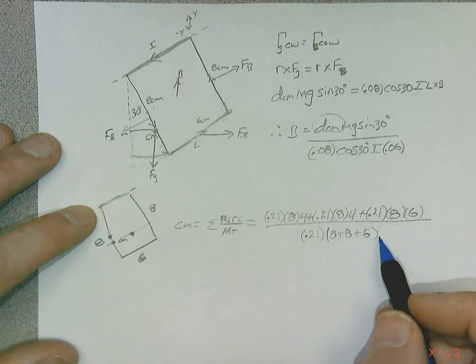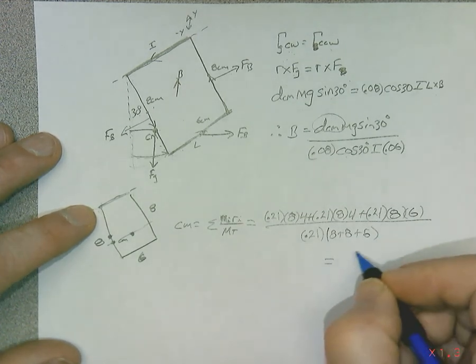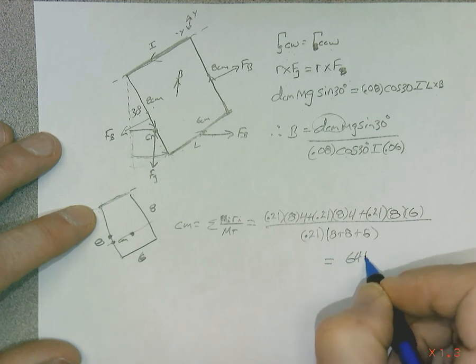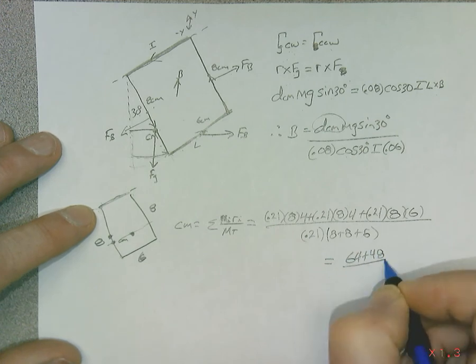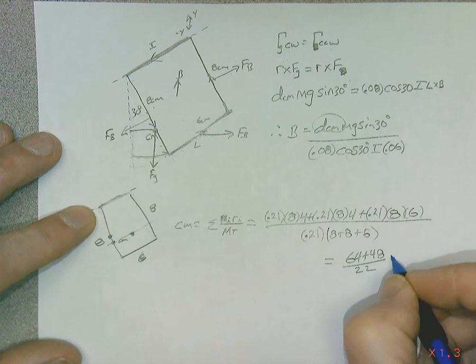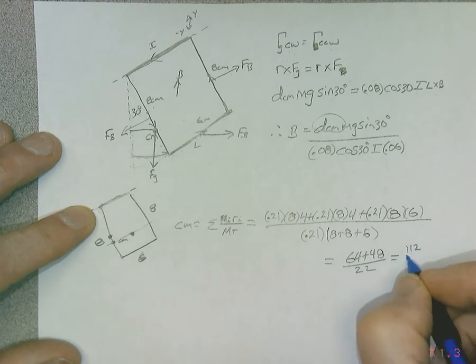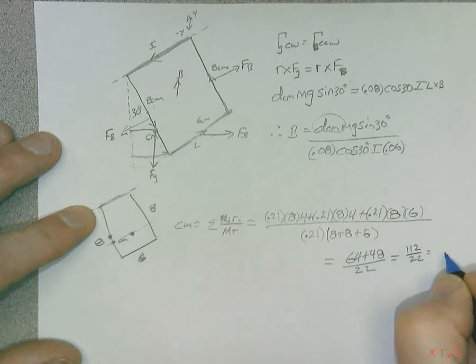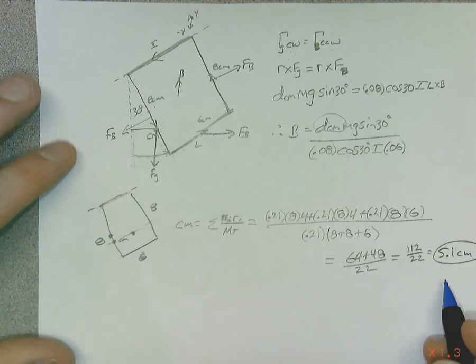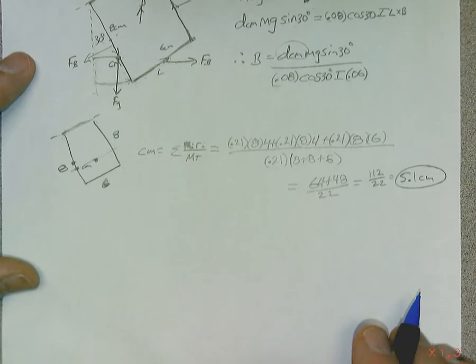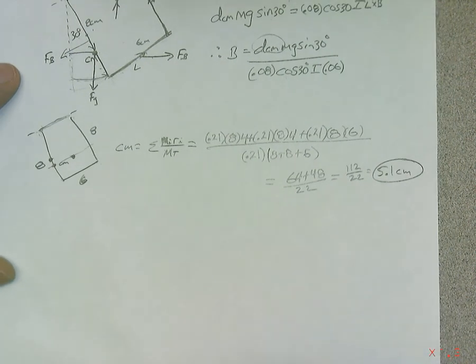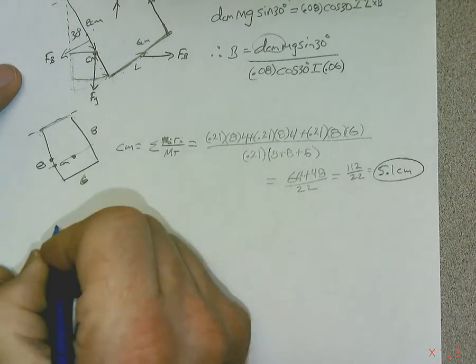All right, so this whole thing, I believe, is 64 plus 48 all over 22, which is 112 over 22, which is 5.1 centimeters. Wow. Okay. Now let's go ahead and finish the problem and be done with this thing.